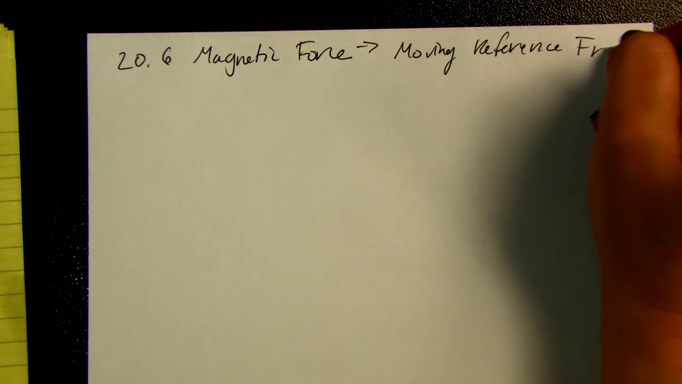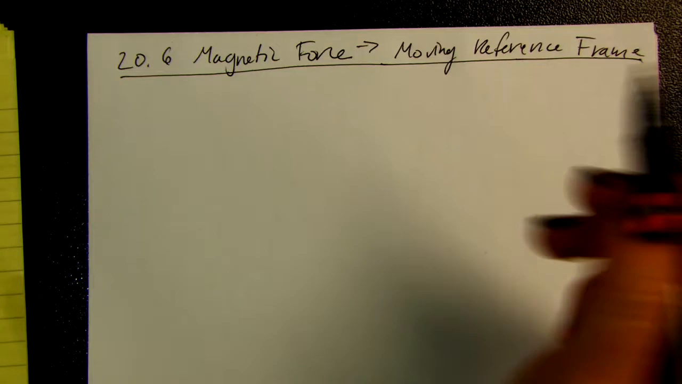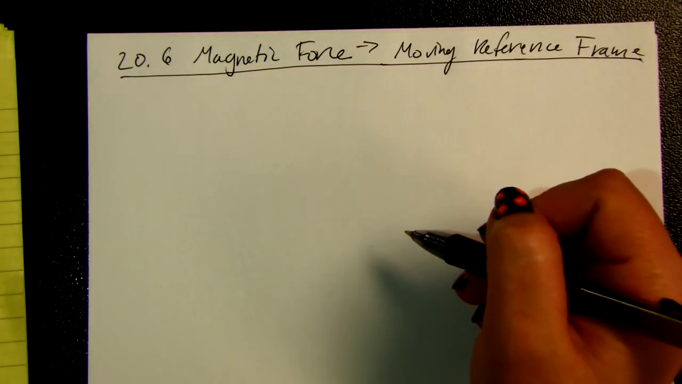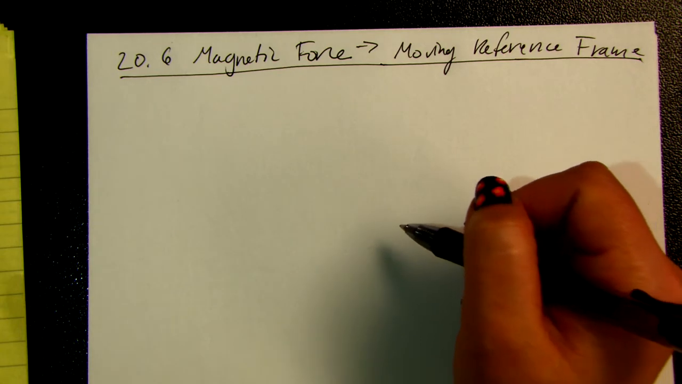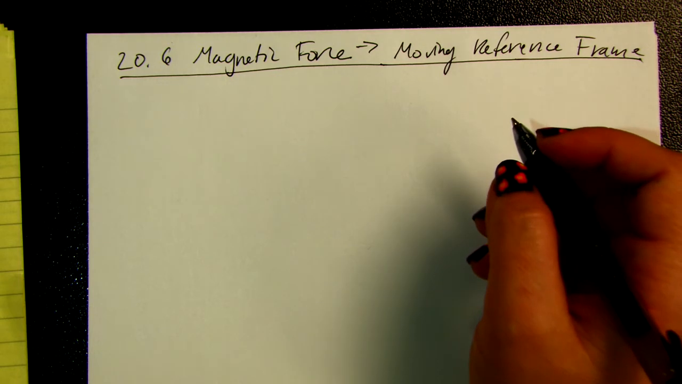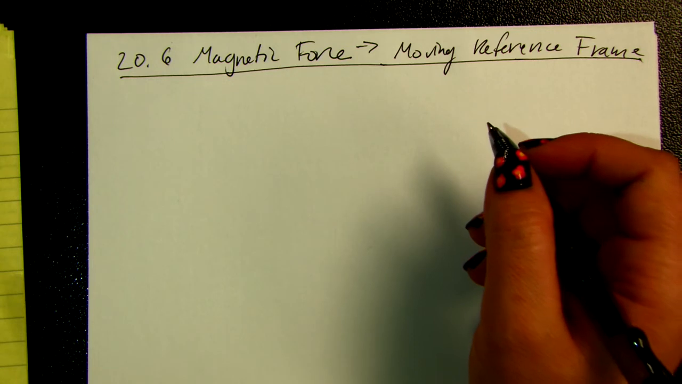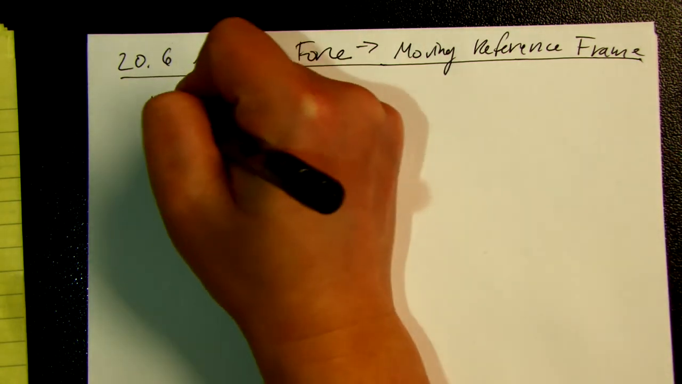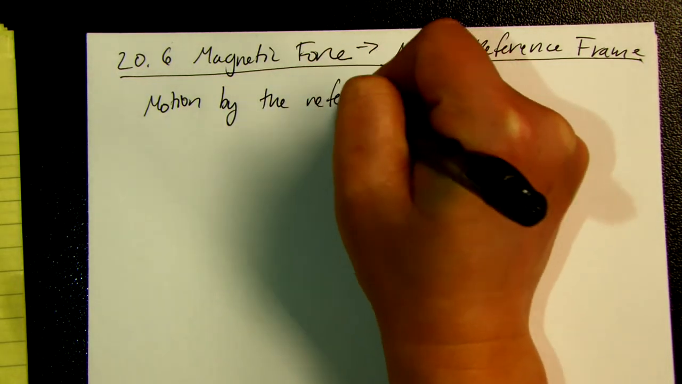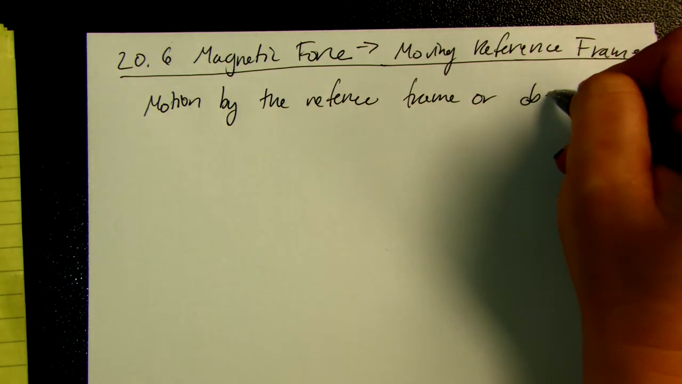So remember, moving charged particles experience magnetic forces in a way that stationary charged particles do not. And remember, the beauty of physics is that motion is in the eye of the beholder, meaning motion is within the observer. So motion is determined by the reference frame or observer.